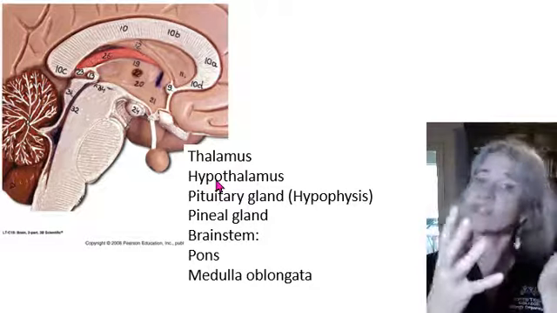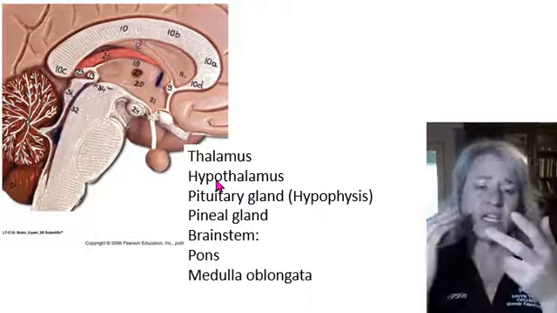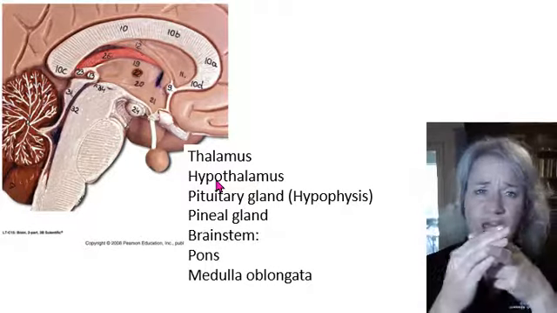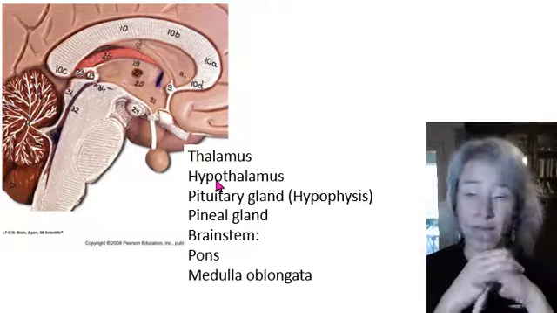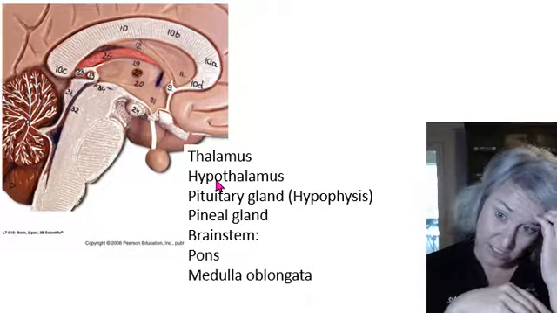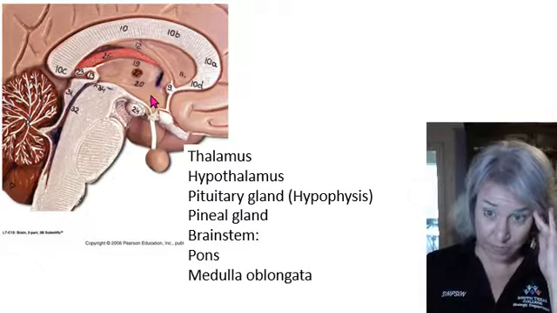And there are centers in the hypothalamus, like the appetite center and the satiety center. Your sex drive is in the hypothalamus. The mind over matter phenomenon is in the hypothalamus. So yeah, there's a lot going on right here in this little bitty brain part.